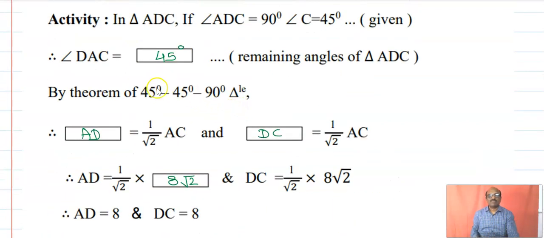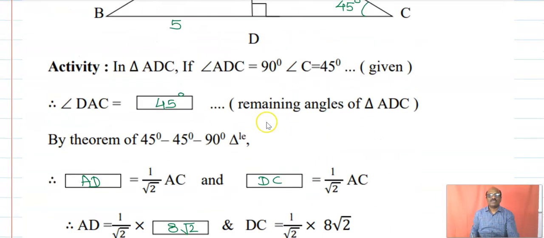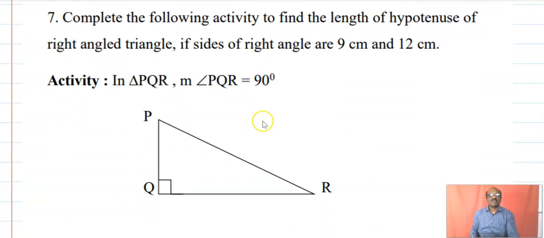Fill in the blanks with 1, 2, 3, 4. Now we'll take the next activity. Complete the following activity to find the length of the hypotenuse of a right angle triangle. If the sides of the right angle triangle are 9 cm and 12 cm.